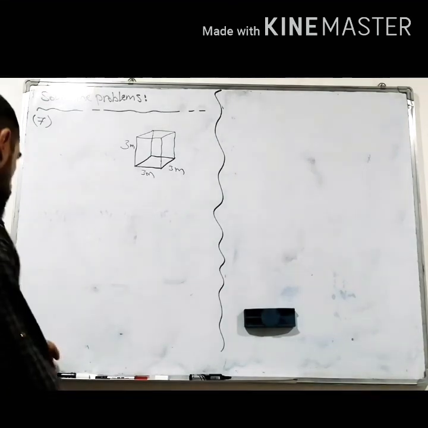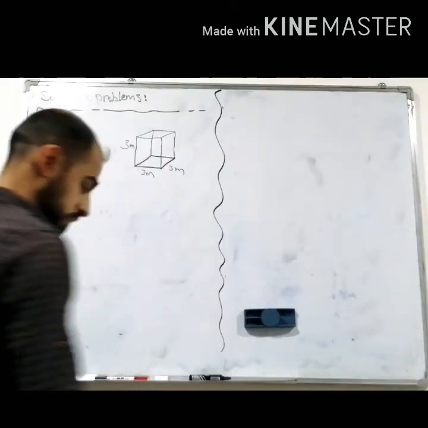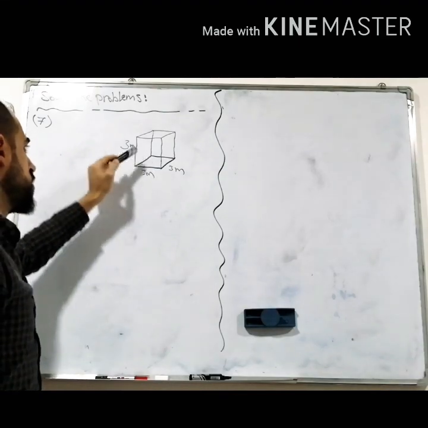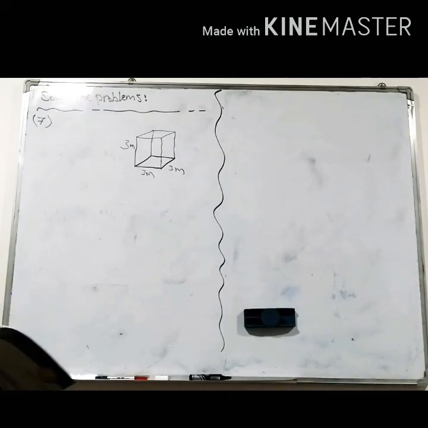Now we will solve the problems. Question number 7: a cube water tank whose edge length is 3 meters. The shape of a cube is three-dimensional, with edge length 3 meters, meaning the three dimensions are 3. It contains an amount of water reaching a height of 1.5 meters. Calculate the amount of water which needs to be added for it to completely fill.